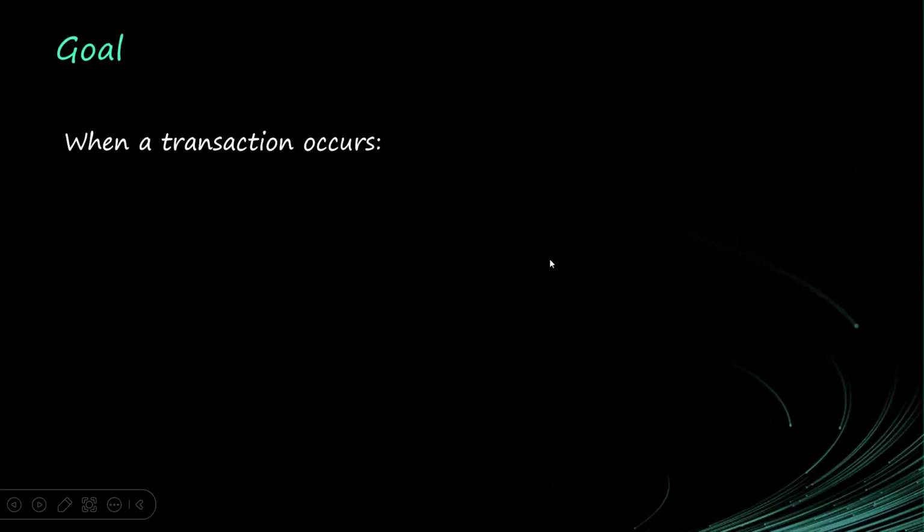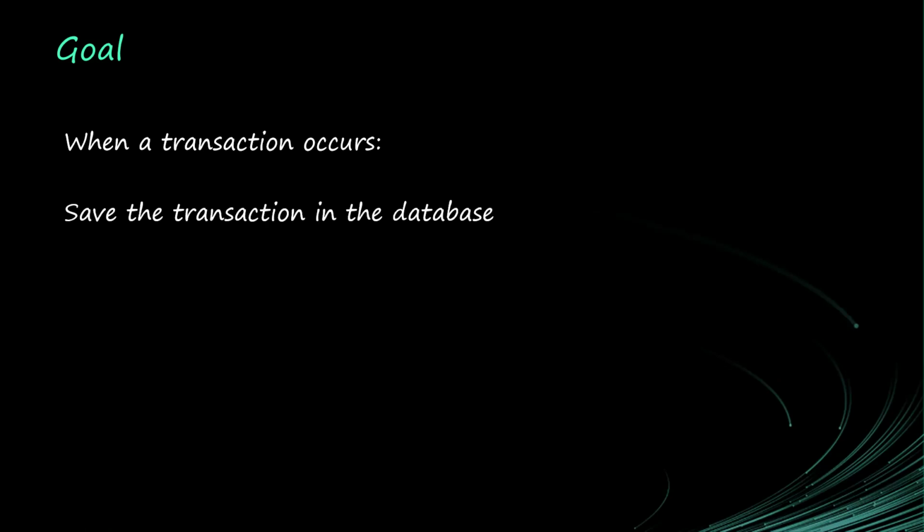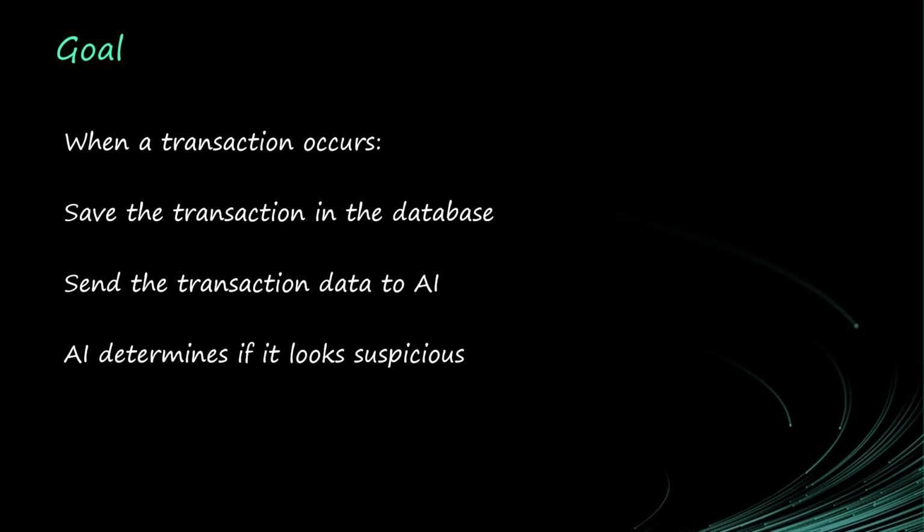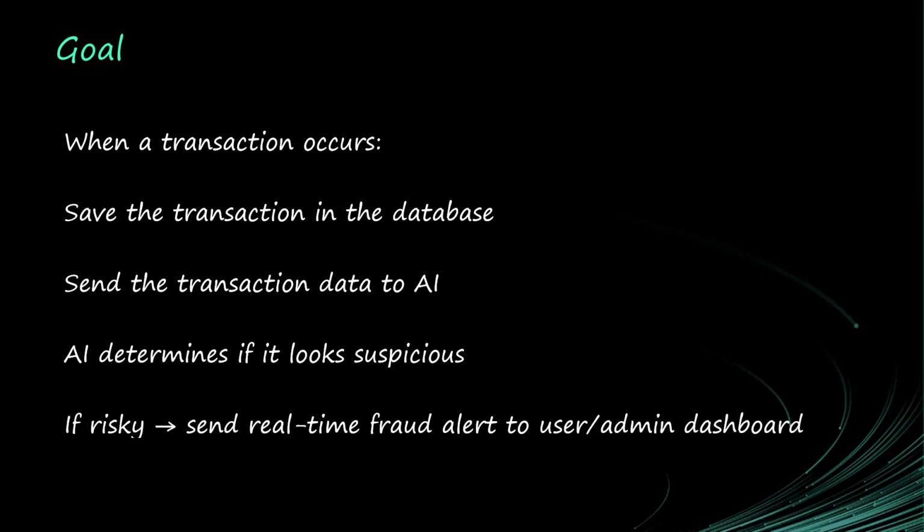Okay. So the goal here is when a transaction occurs, we'll save the transaction in the database, send the transaction data to AI, then AI will determine if it looks suspicious or not. And then if it is risky, AI will send a real-time fraud alert to the user or admin dashboard.